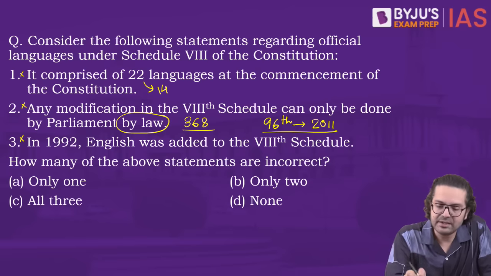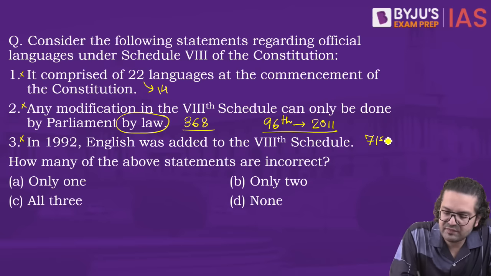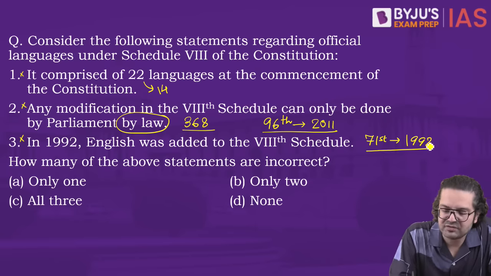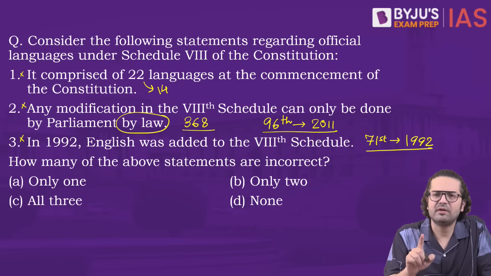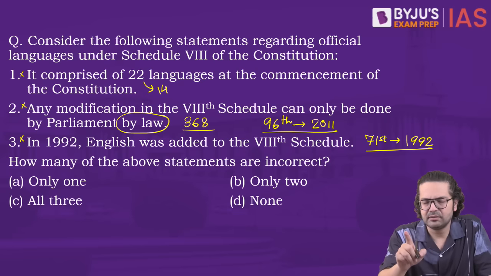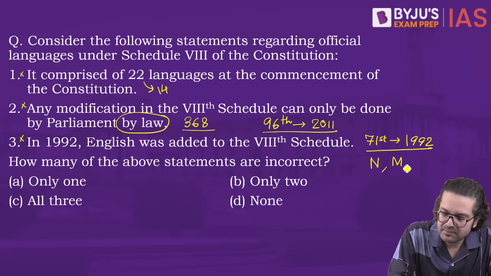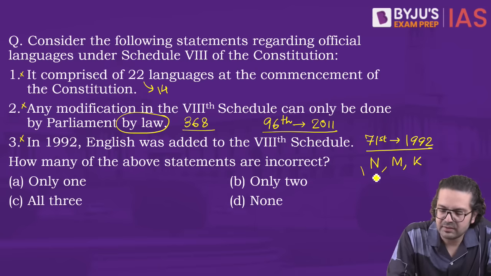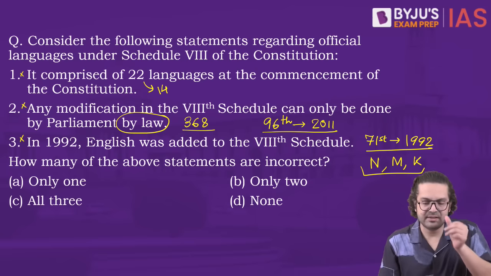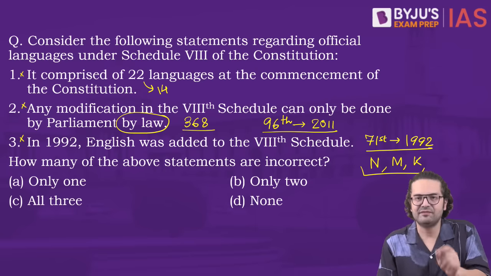Though in 1992, there was the 71st Amendment Act, which did add 3 languages. Those 3 were Konkani, Nepali and Manipuri. Yes. So Nepali, Manipuri and Konkani. These 3 languages were added in 1992 by the 71st Amendment Act.